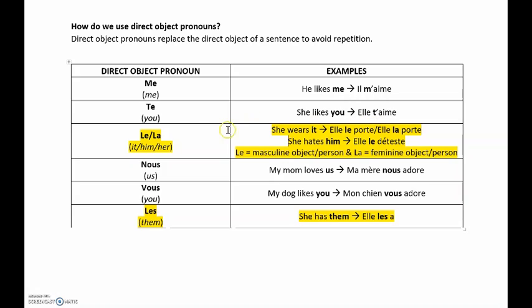Okay, so the one key thing to know about this, le and la, is that it can mean either it, him, or her, depending on whether the object or person is masculine or feminine.